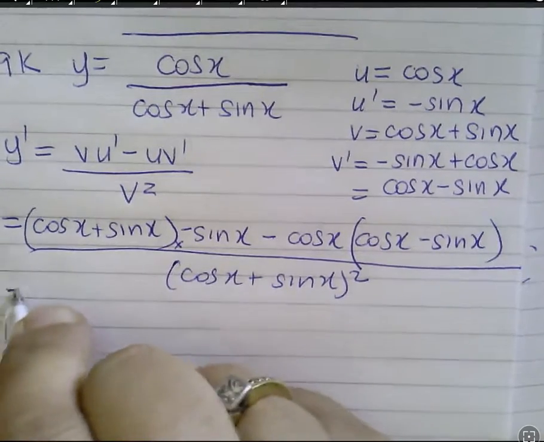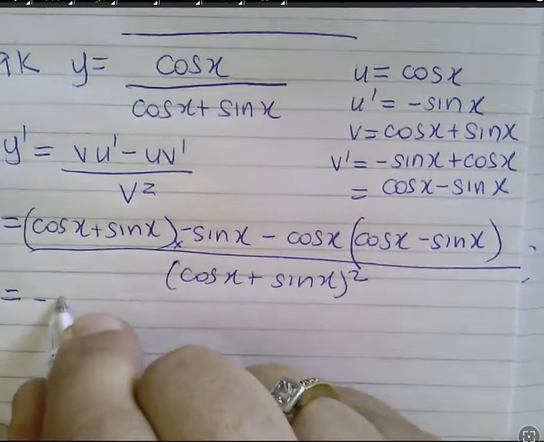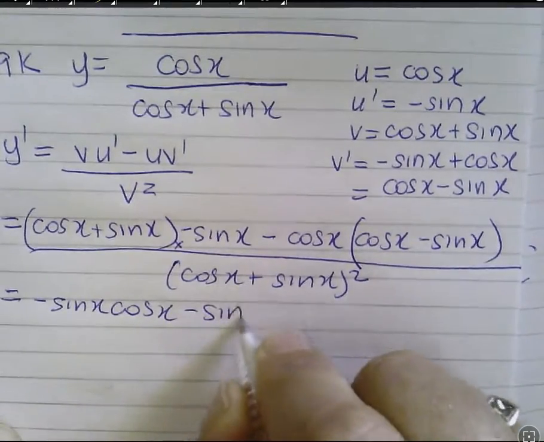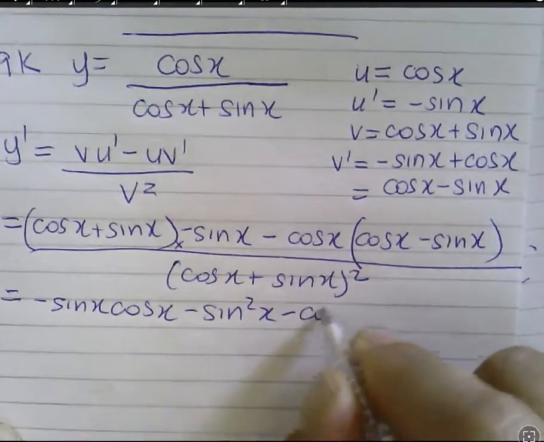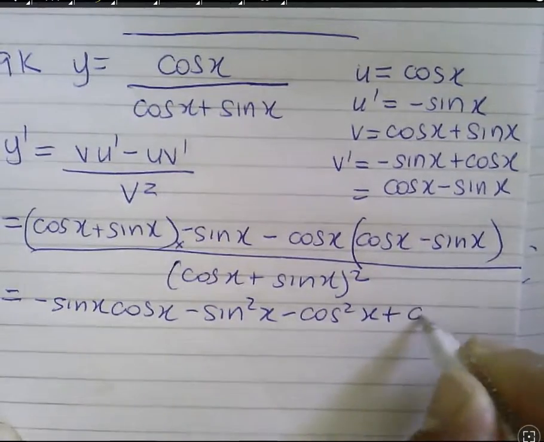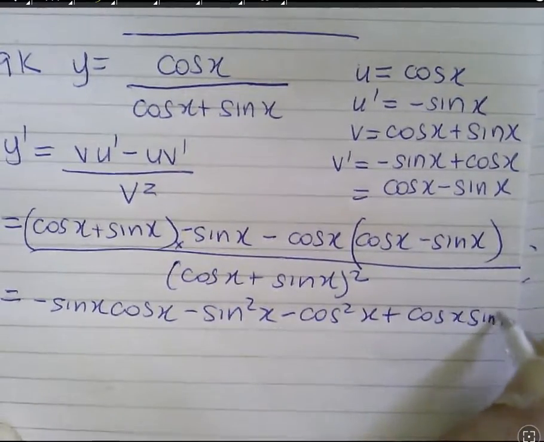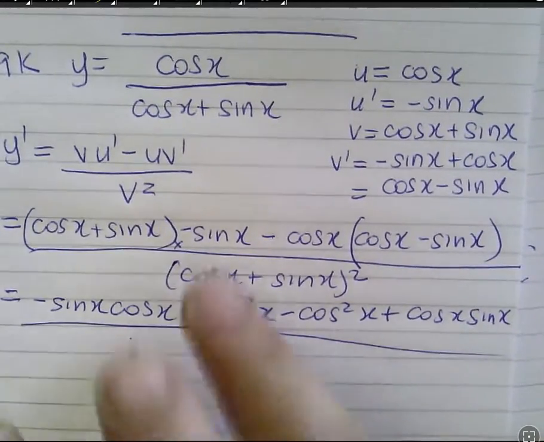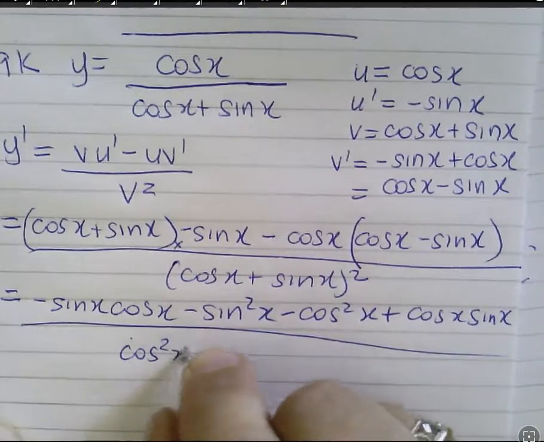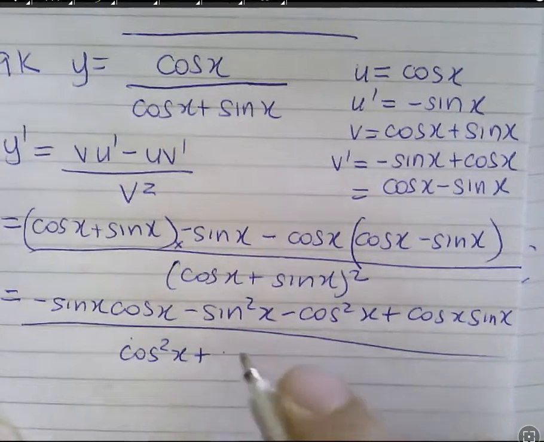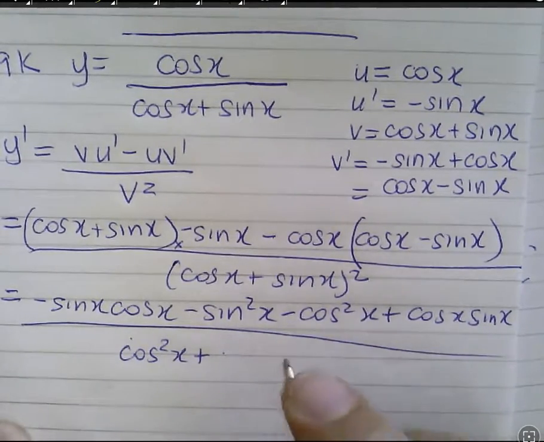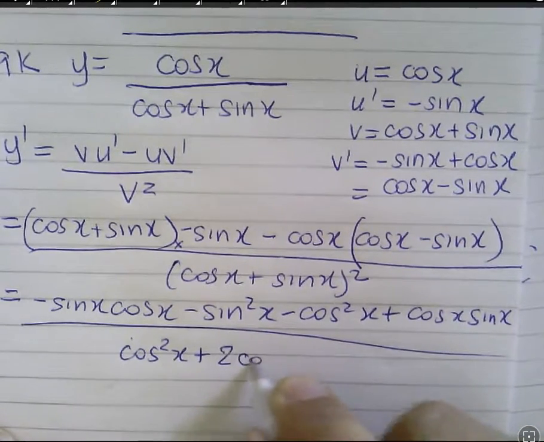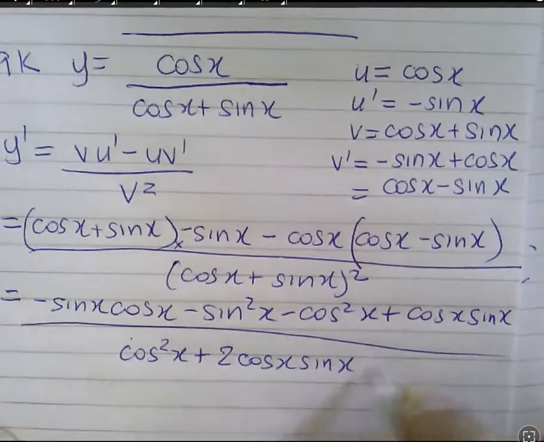So therefore, if we expand here, we've got negative sine x cos x. Are we okay with that? Minus sine squared x minus cos squared x plus cos x sine x. Are we good with that? Over, expanding this, what do we get? Cos squared x plus. Isn't it a plus b squared? Is a squared plus 2ab plus b squared, plus 2 sine x cos x, or cos x sine x, plus sine squared x.